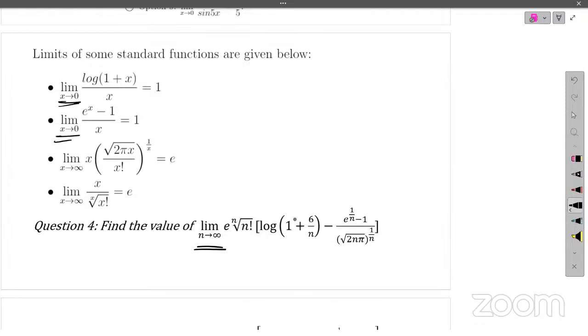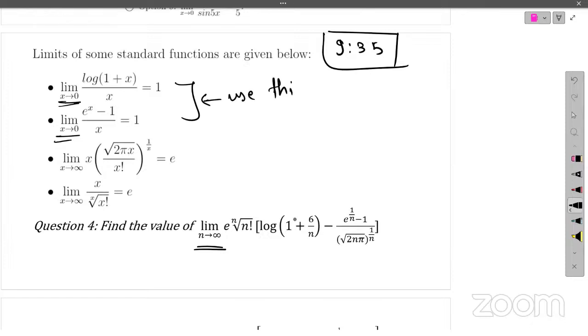Let's take it to be 10 minutes at least, because it's a lengthy question. So try to solve it up to 9:35. The first hint was just to convert these x going to 0 limits into x going to infinity, or try to figure out what you can do to use these two limits.